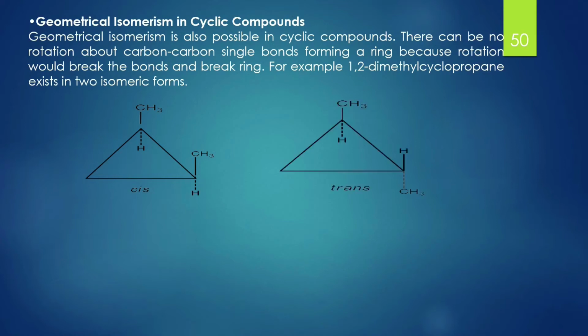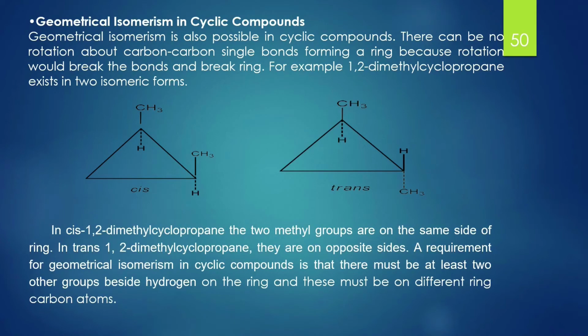In cis 1,2-dimethyl cyclopropane, the two methyl groups are on the same side of the ring. In trans 1,2-dimethyl cyclopropane, they are on opposite sides. A requirement for geometric isomerism in cyclic compounds is that there must be at least two other groups besides hydrogen on the ring, and these must be on different ring carbon atoms.